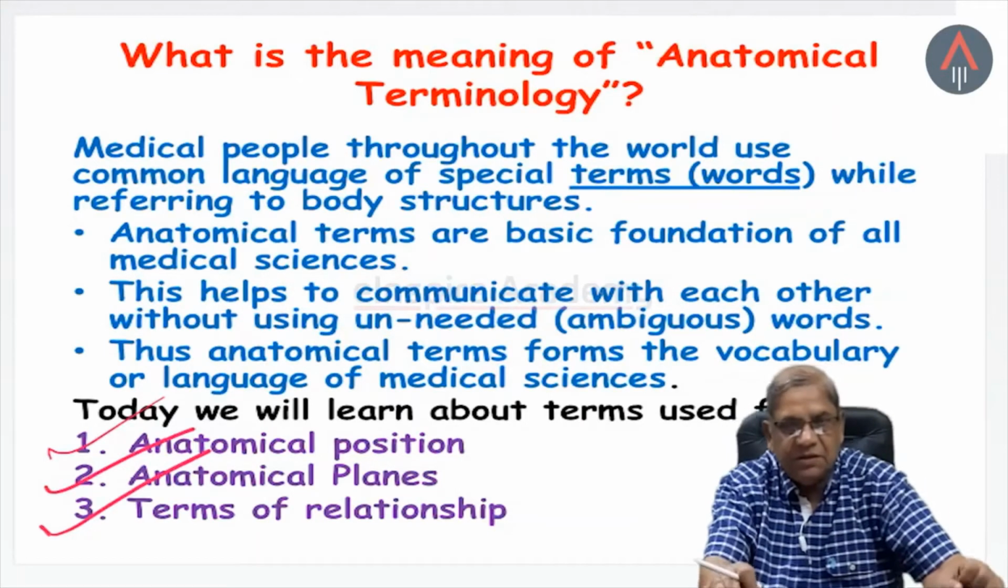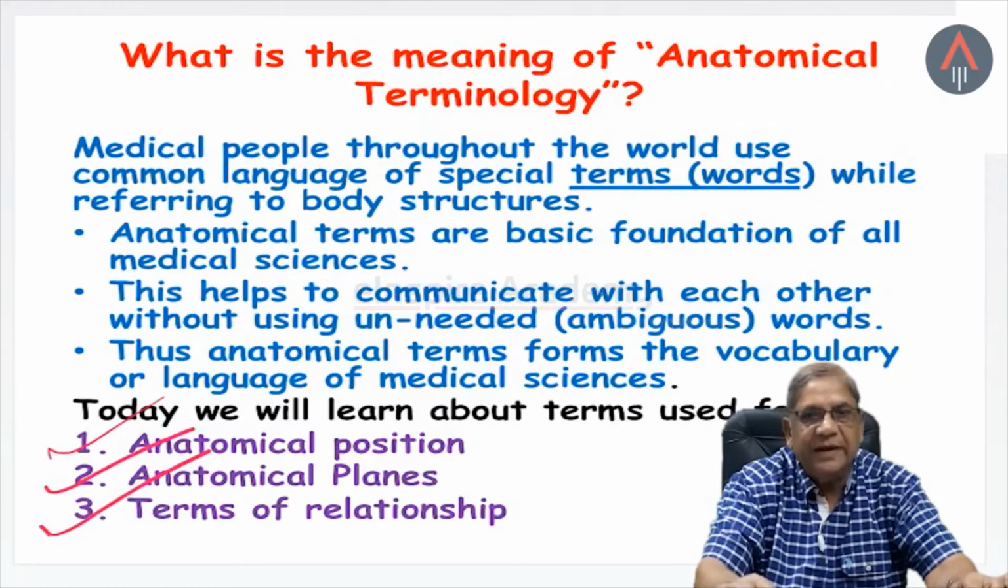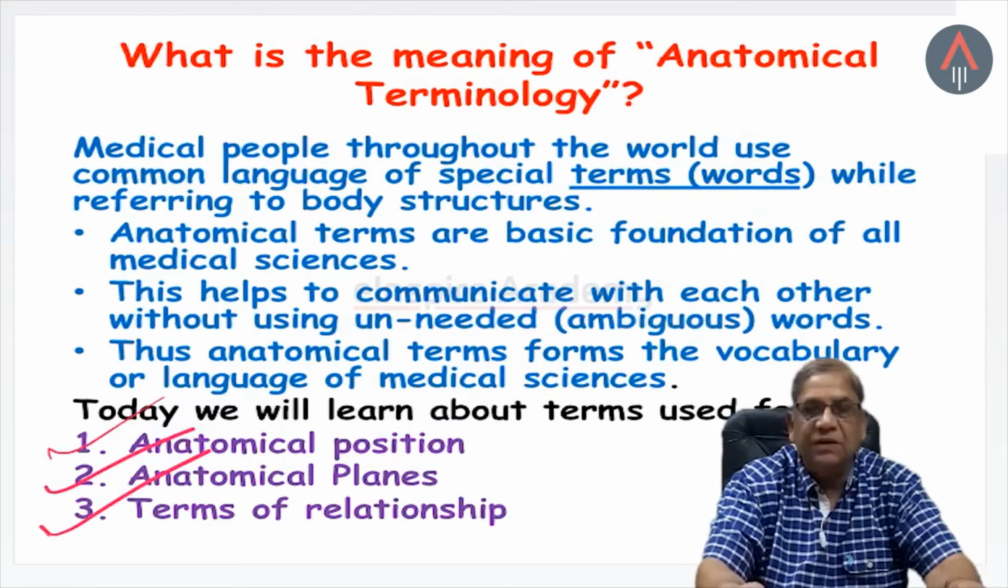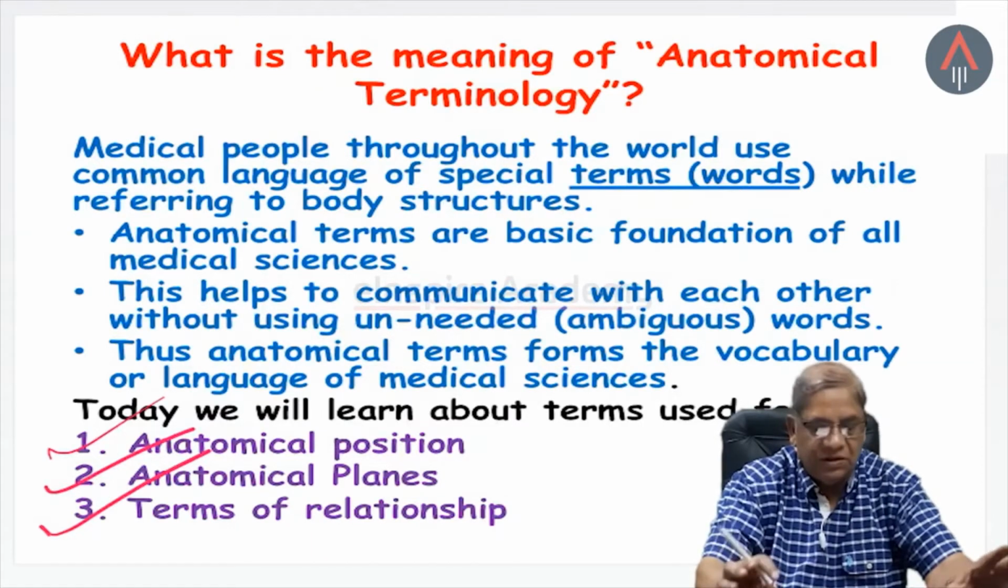As per the definition, human anatomy is the study of the structure of the human body, and the second part of the definition is that it also studies the interrelationship between these structures of the human body. That second part, the interrelationship of these structures, will be defined by the various terms or words which will tell you about the relationship of the organs with each other.